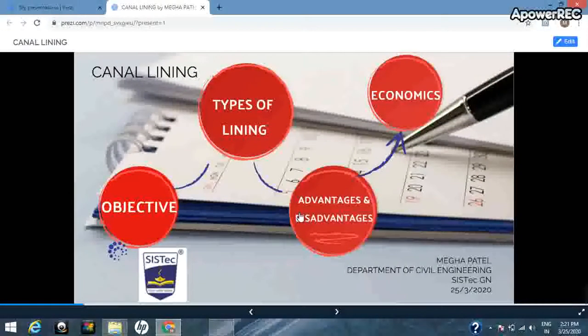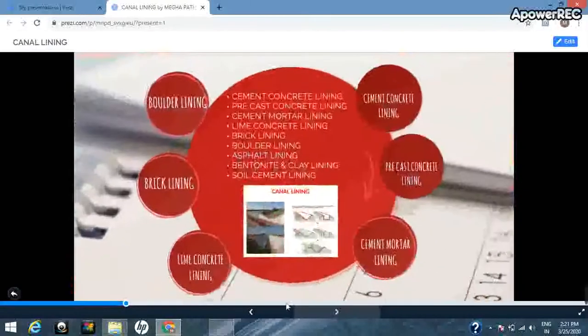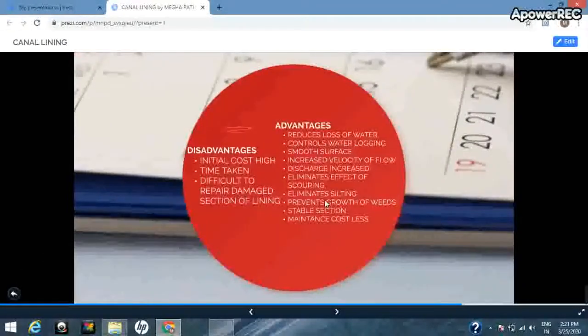Next, we have to discuss what are the advantages and what are the disadvantages of the canal lining. We have discussed earlier also the objectives of providing canal lining, the disadvantages that we are converting into advantages by providing the canal lining. So the first advantage is reducing loss of water. That means reducing the amount of seepage and controlling waterlogging.